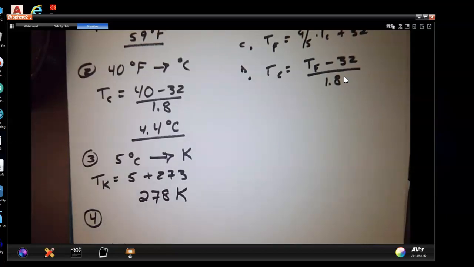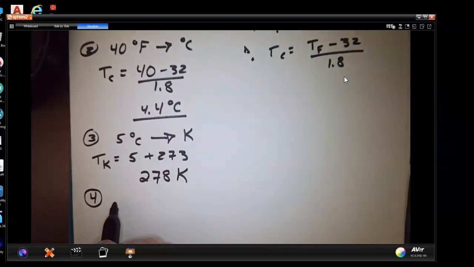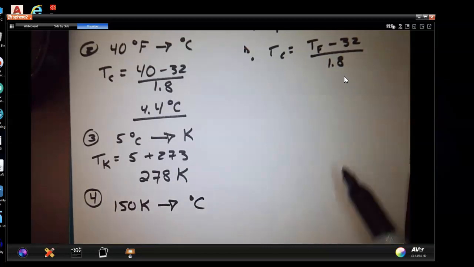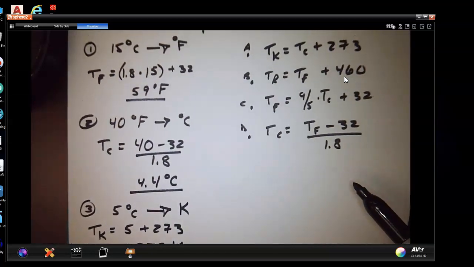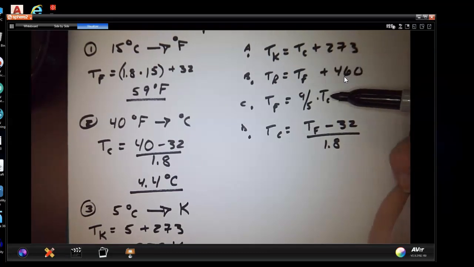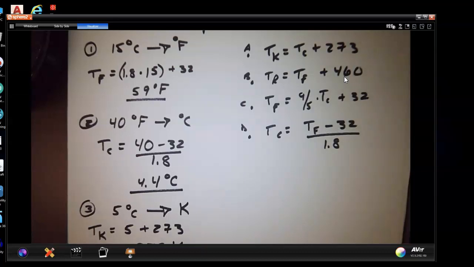Okay, number 4. Number 4, let's look at 150 degrees Kelvin, and let's change it to Celsius. That's some super cold. Let's freeze some vaccine type temperature. Okay, so come over here, back to your formulas. Let's see, I have Kelvin, so Celsius, Fahrenheit, Celsius, Fahrenheit. Well, I don't see Kelvin in there, so what am I going to do? I'm going to figure this out, and I want to go to Kelvin, right?